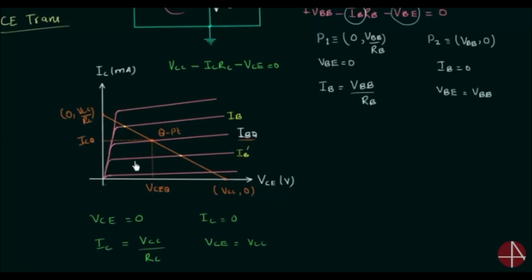We can also change the operating point by changing the resistance RC. The slope is equal to minus 1 by RC. The slope is negative, and if we increase RC, the load line will change, and we have a new load line like this, and the operating point will shift to this point. And if we decrease RC, the load line will change because of increase in slope, and this is the new operating point.